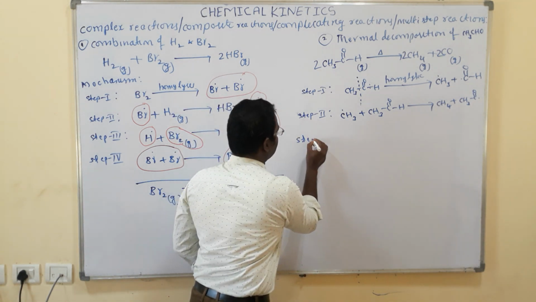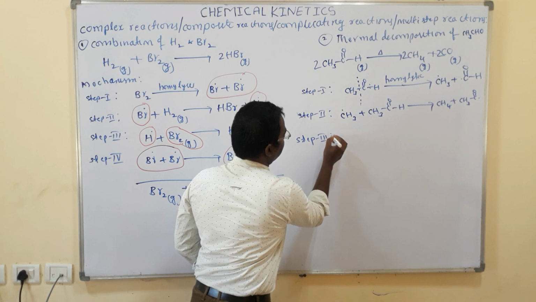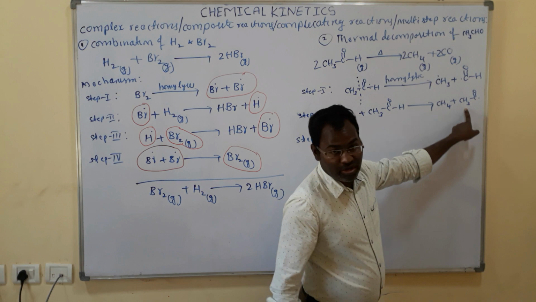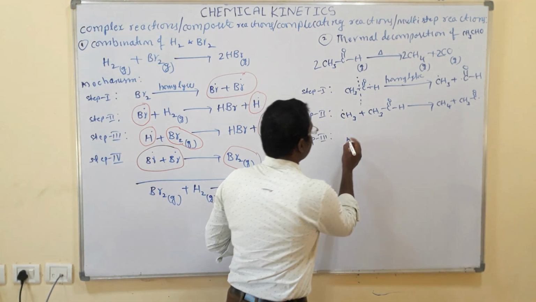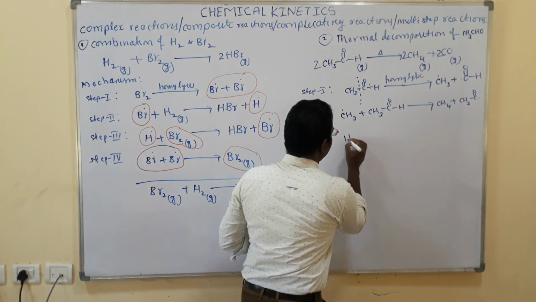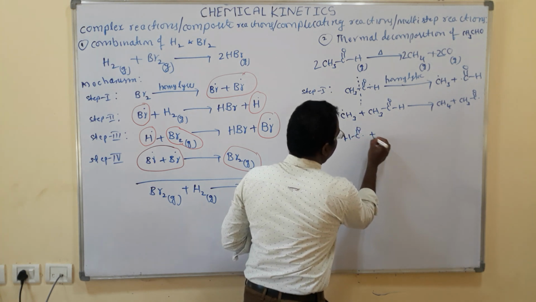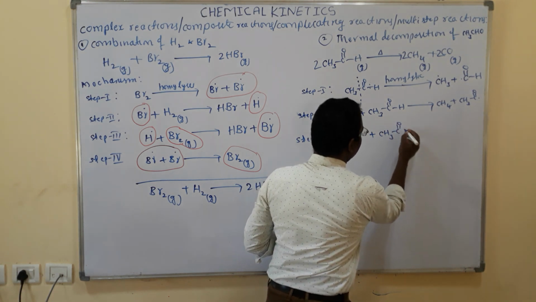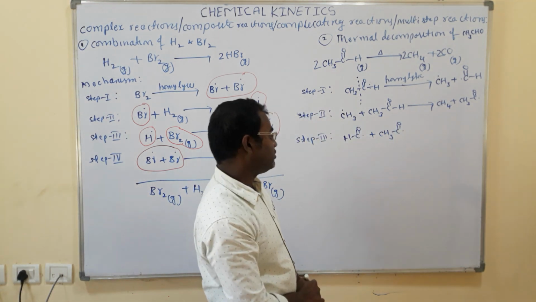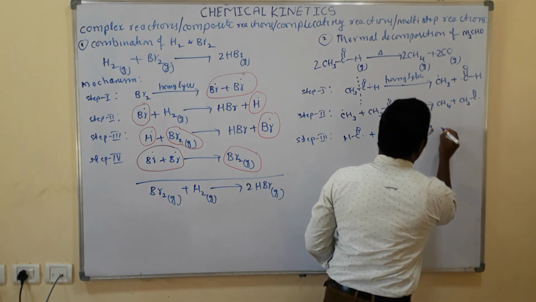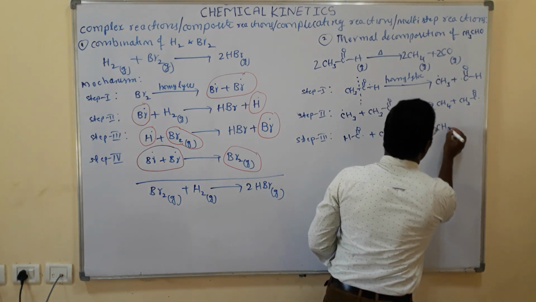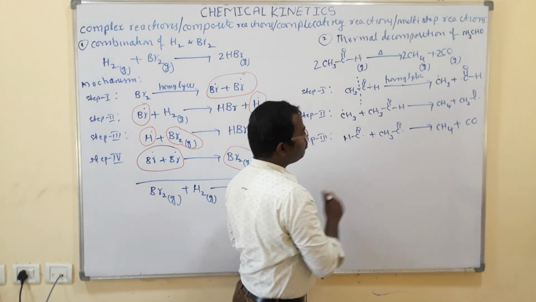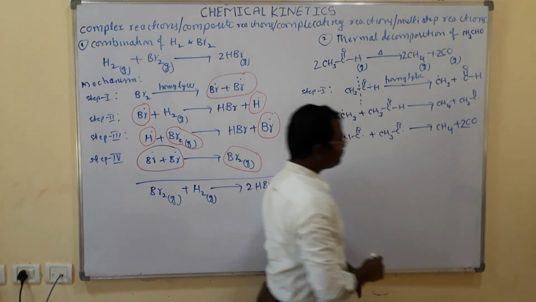And if you take the third step, the formyl radical and acetyl radical both will be combined. Formyl radical and acyl radical combine together and give you methane CH4 plus carbon monoxide. So here you can get 2 moles of carbon monoxide.